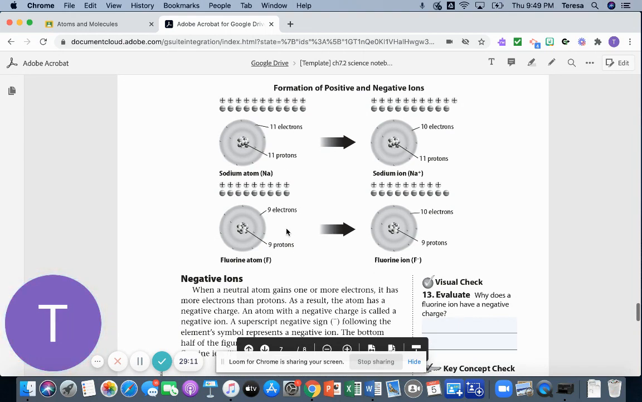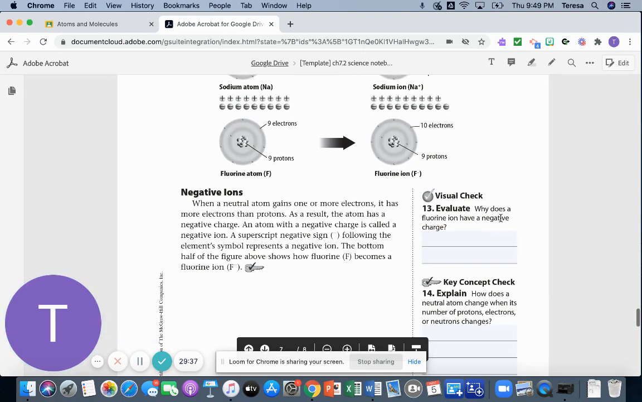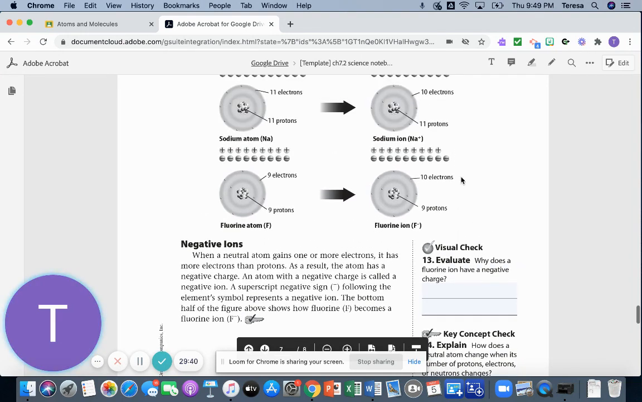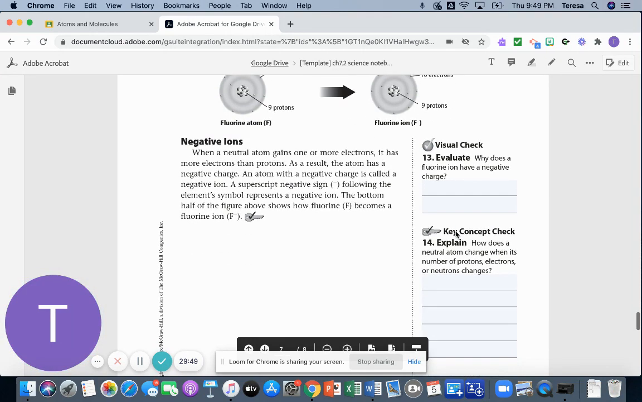Okay, a fluorine atom has equal numbers of protons and electrons. If fluorine were to gain an electron, instead of having a balance between protons and electrons, there's one more electron, and that means that fluorine has a -1 charge. Okay, why does fluorine have a negative charge? It has a negative charge because it has more electrons than protons, and electrons are negatively charged, protons are positively charged.